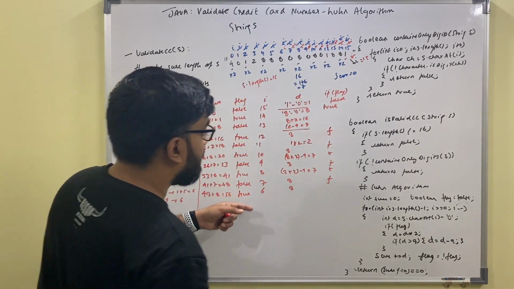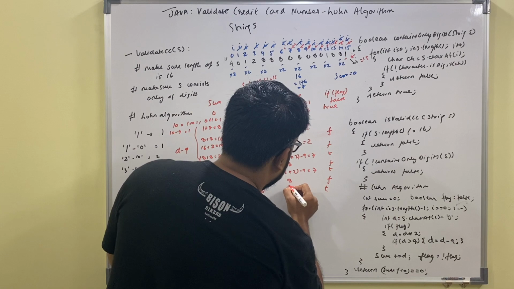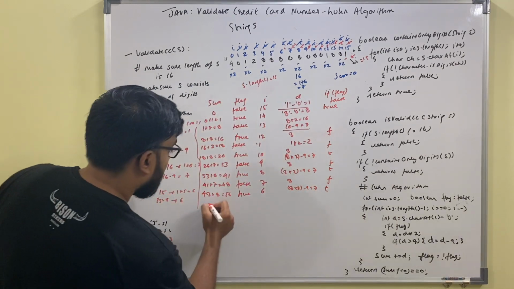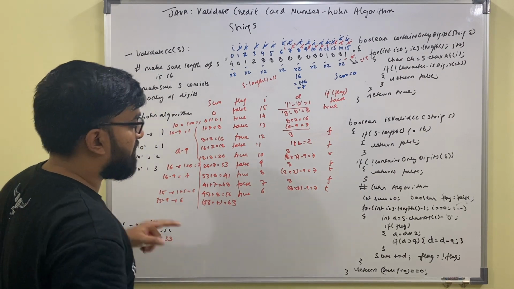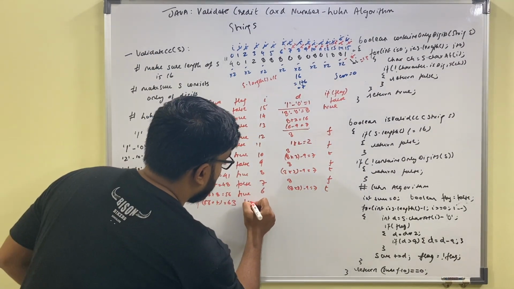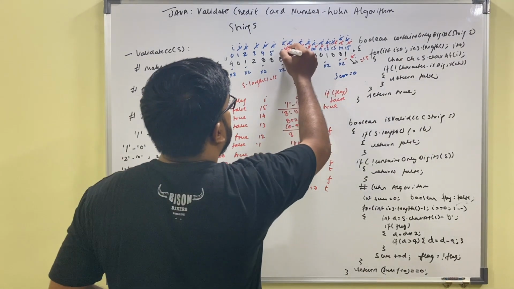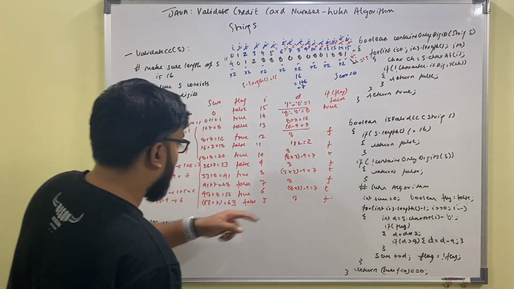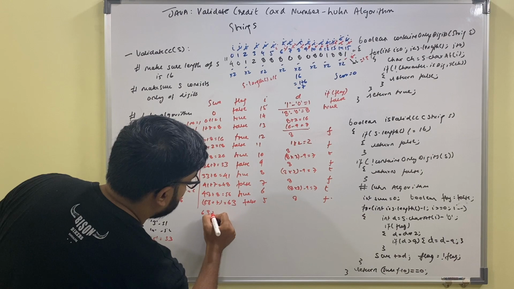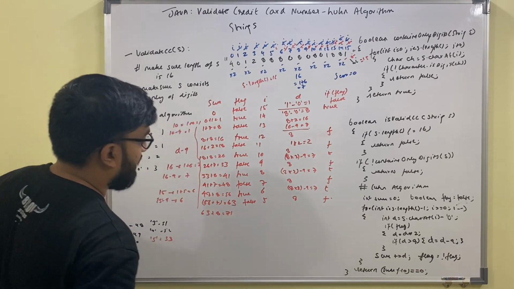Okay, since this is true, we do 4 into 2 minus 9, which equals 7. 56 plus 7 is 63. Okay, this becomes false. Next value of i is 5. Okay, 8 again. This is false, so we add 8. 63 plus 8 is 71.